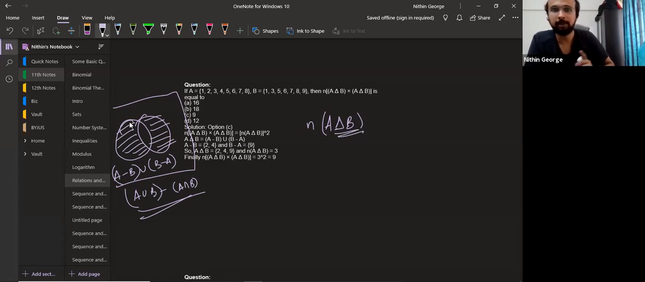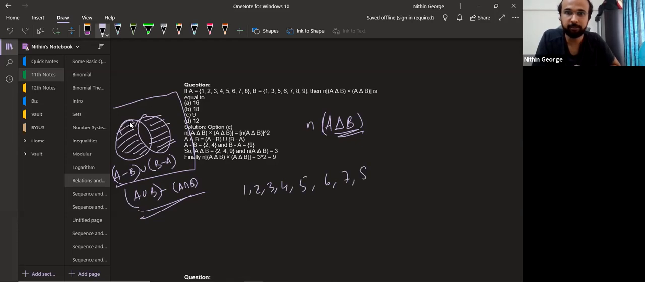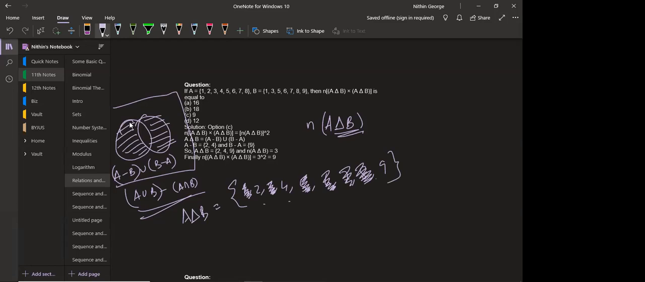Okay. So what does that mean? What is common in A and B is what you have to remove. So first you write all the elements together. It should be 1, 2, 3, 4, 5, 6, 7, 8, 9. Okay. And what is common? We'll have to remove. 1 is gone. 2 won't go. 3, 5, 6, 7, 8. How many elements are we left with? A delta B? 3. 3 elements.